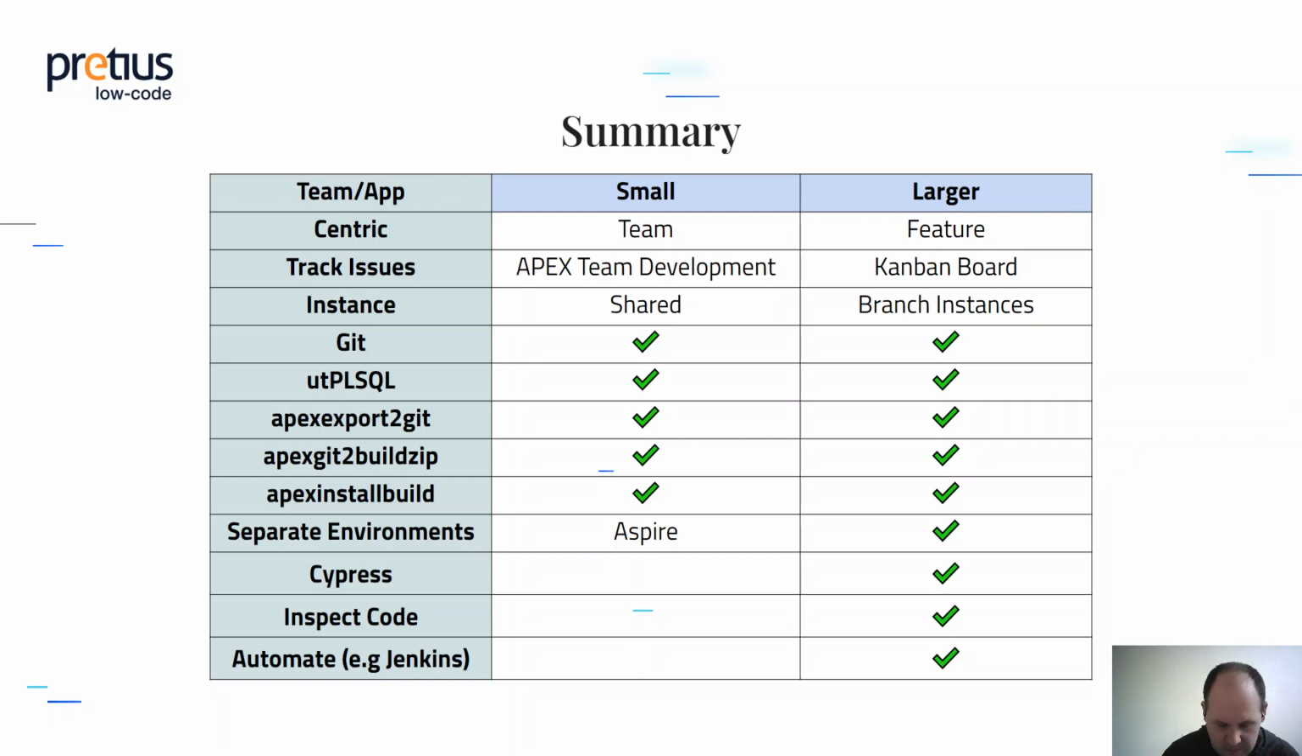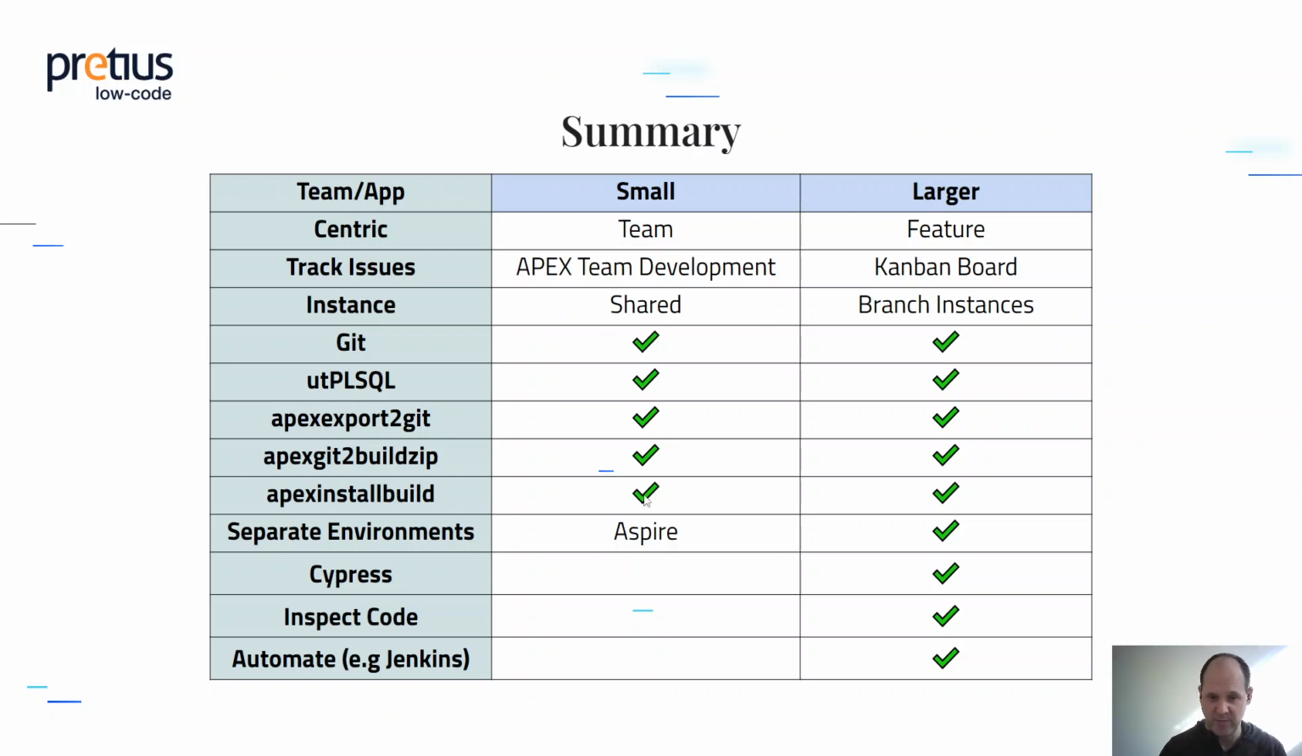So last bits now. The white paper ends on this summary. It's a big text summary, but I've pulled it together in this table, in two columns. We've got small, and you could say that's a small team, or a small app, or a large app, or a larger team. For small teams, it's feature-centric and all work together. For larger teams, consider separate environments, feature-based, and track issues in something like a free team development tool, or anything which offers a Kanban board. So like the feature-centric, an instance will be shared here, or in large teams, branch instances.